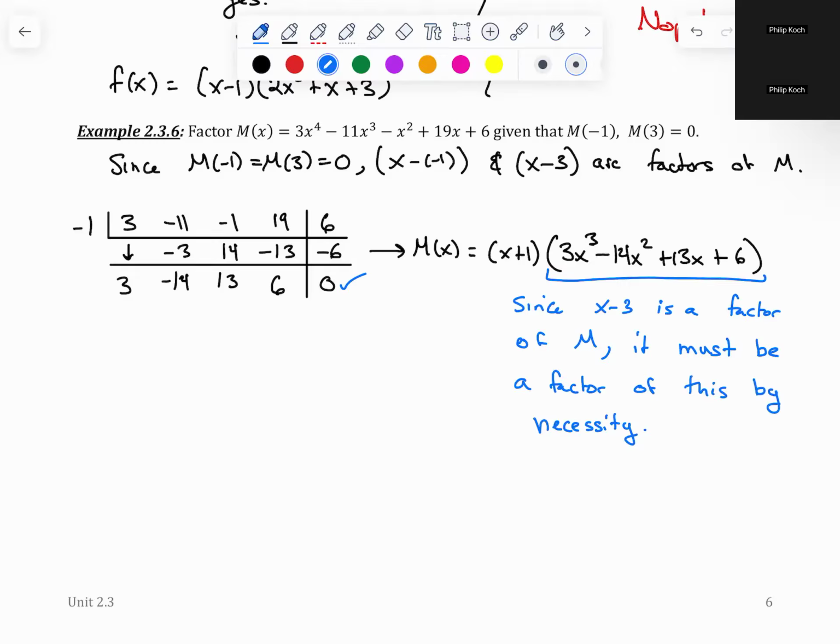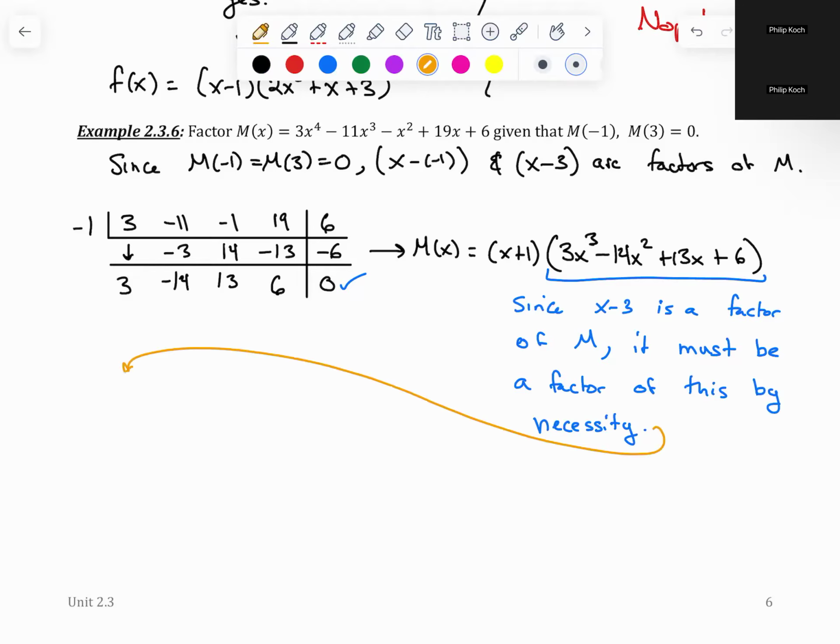Let me say that one more time because we were writing at the same time. From the fact that m of 3 equals 0, by the factor theorem, that means that x minus 3 is a factor of m. We've written m as a new factorization. It's not completely factored. That would be breaking it down into all little x minus a's or x minus c's. And since x minus 3 is not a factor of x plus 1, it must be a factor of 3x cubed minus 14x squared plus 13x plus 6. So instead of dividing m, the original version, by 3 with synthetic division, we're going to divide that one that's highlighted in blue.